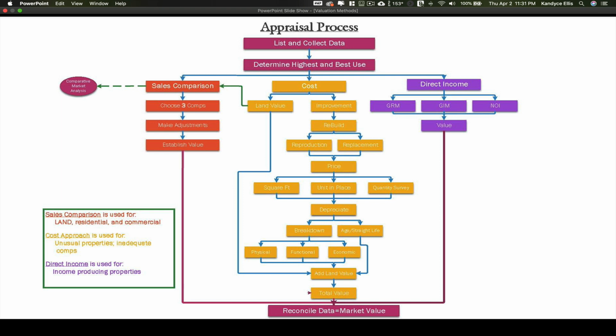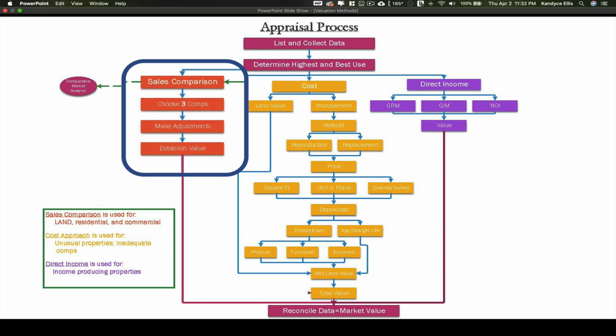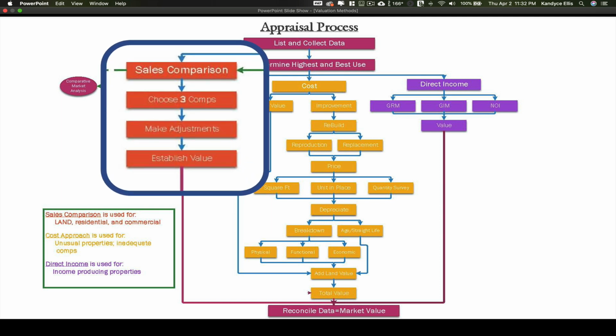To review, the sales comparison approach is based on the idea that an appraiser will choose at least 3 properties that are similar to a subject property. They make adjustments to the price of each comparable property, calculating what they think the property would have sold for if it had the same features as the subject property. Once they make the adjustments, the data is reconciled using a weighted average.